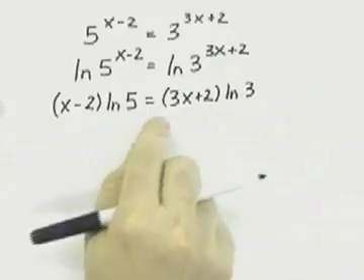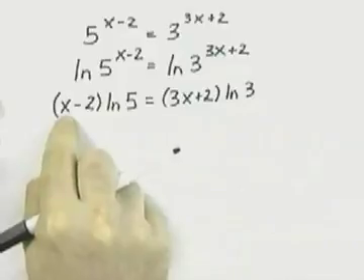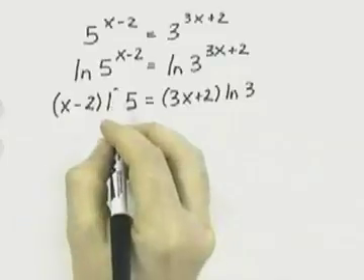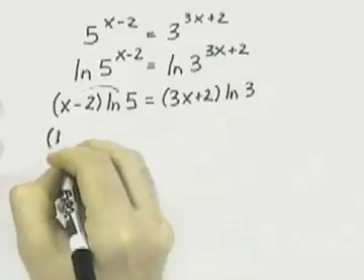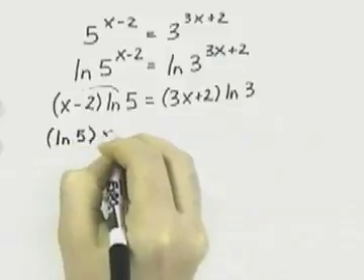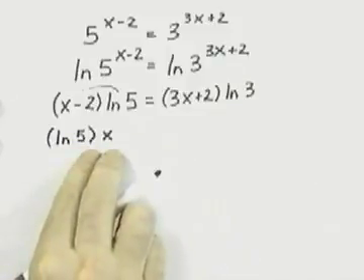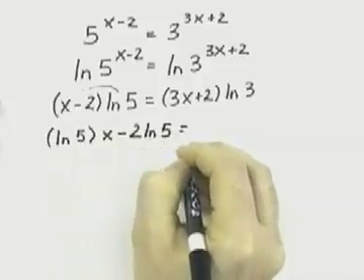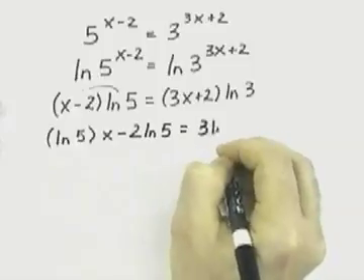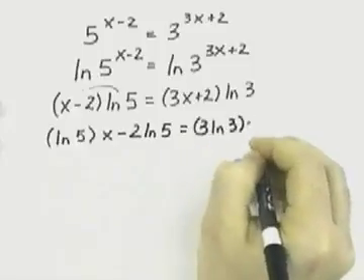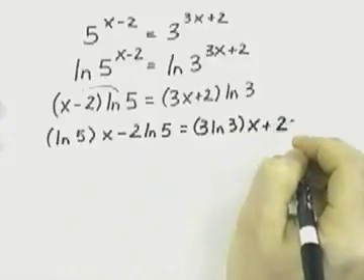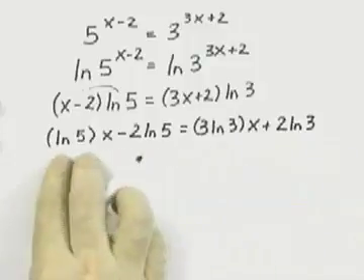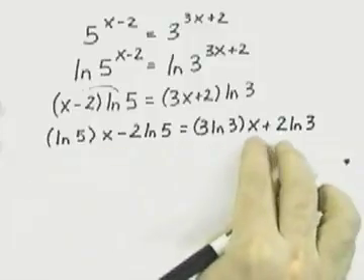What I've just accomplished is created a linear equation in the variable x. It doesn't look like it, but it's the case. To make it look that way, let's go ahead and distribute, and I'm going to write this as the natural log of 5 times x. So the natural log of 5 is just a coefficient on x, minus 2 natural log 5. And on the right-hand side, I'm going to have 3 natural log 3 as a coefficient on x, plus 2 natural log 3. Perhaps now it does look like a linear equation in the variable x.